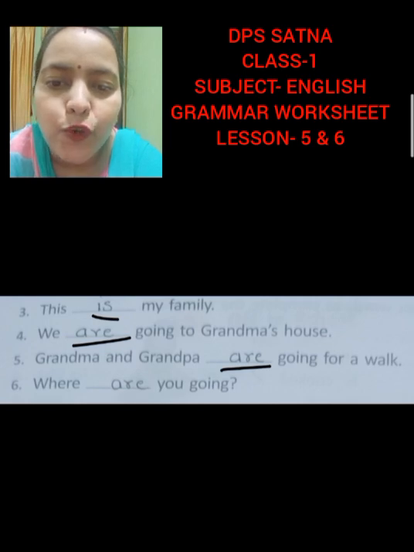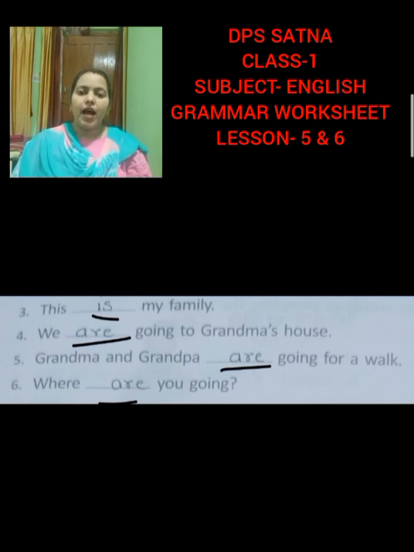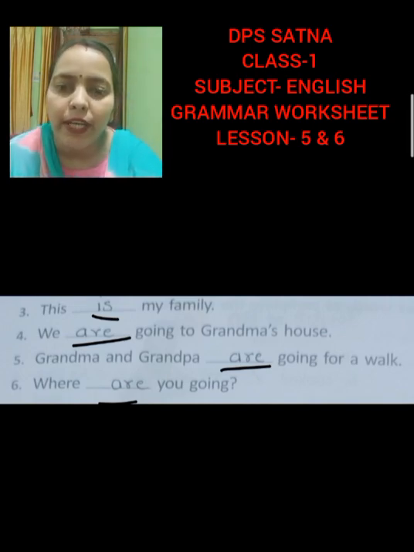Where dash you going? Where are you going? So what will come over here? A-R-E. When we are talking about one noun, is will come. When we are talking about more than one noun, then are will come. Okay. Now we are going to do the next exercise.